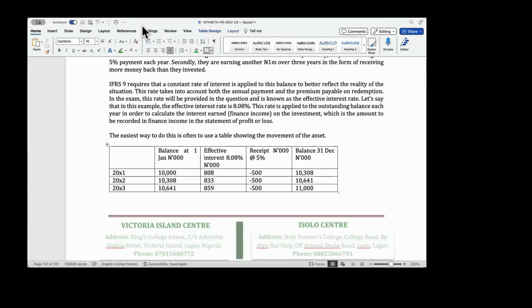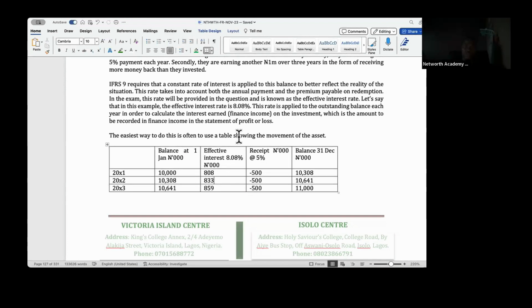Okay, so thank you very much, sir, for that. Looking at year one, in my books, you mentioned that the 10.3 will be recognized under non-current asset. Is it not current? Yes, in year one, non-current. Oh, okay, all right, thanks.